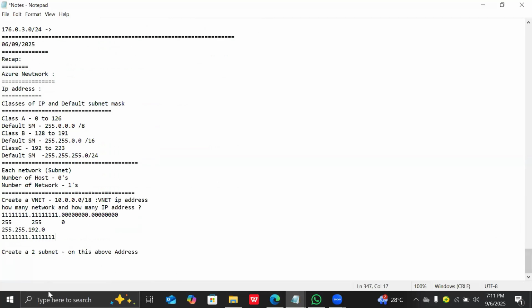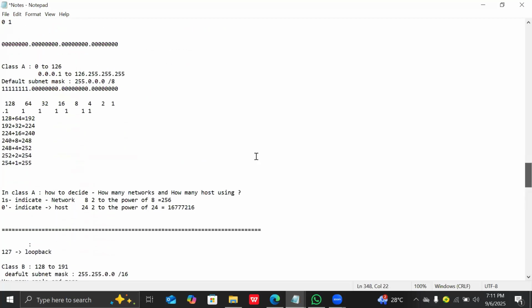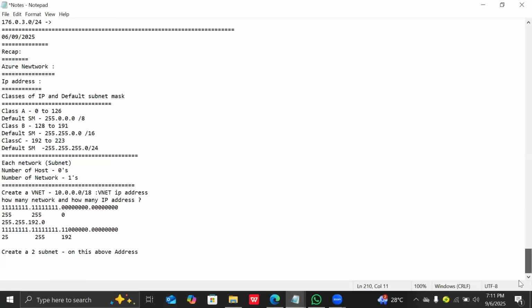So 8 ones, 8 ones, and 16 are already there, then 1 1 and 6 zeros, then all 8 zeros. Now 255.255, and 192 comes from 128 plus 64. So the default subnet mask we got is 255.255.192.0.